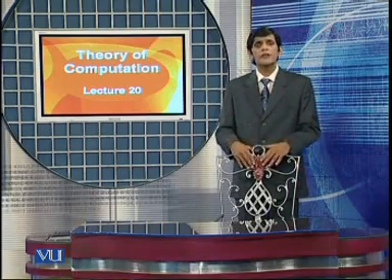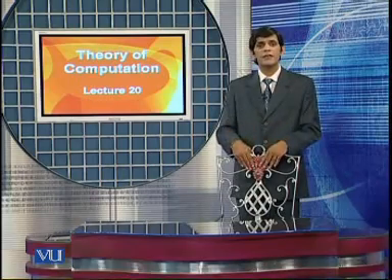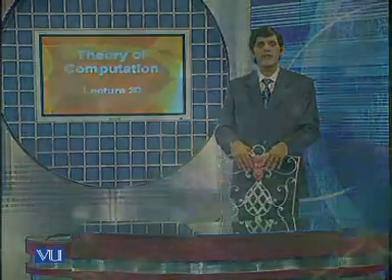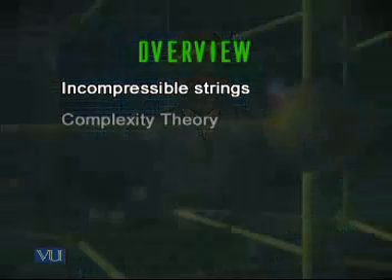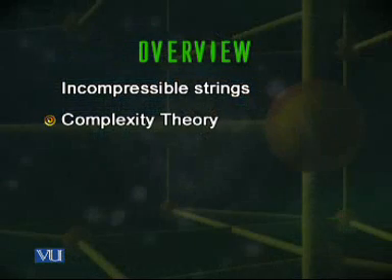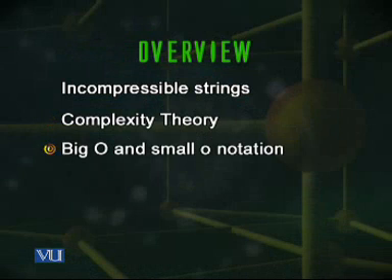Now, today's lecture is going to be a continuation of that lecture, and the outline of today's lecture is as follows. We would once again start talking about incompressible strings. After that, we will further discuss some theorems on descriptive complexity. Then today we will move on to a new topic, which is going to be complexity theory. After that, we will review some notation that is going to be needed when we study complexity theory, namely, we will review the big O and the small o notation.